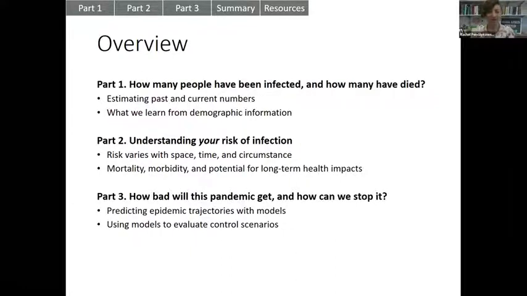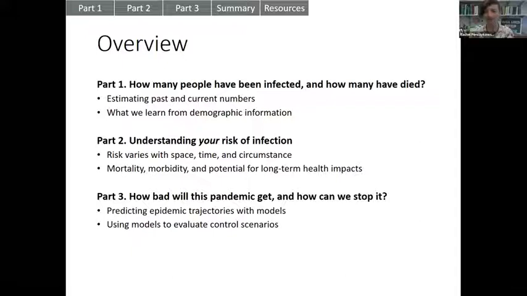And we'll briefly discuss that life and death are, of course, the stark outcomes of contracting COVID-19, but there's a range of other possibilities, and a lot of that we don't know about in terms of the long-term health impacts of being infected. In part 3, we'll talk about how you can model how bad a pandemic might get and what types of strategies might stop it from getting that bad. So we'll talk just a little bit about the framework that epidemiologists use to model infectious diseases and to evaluate control scenarios.